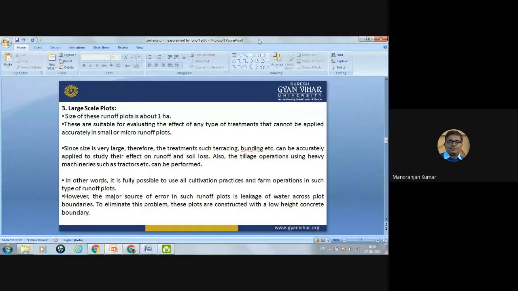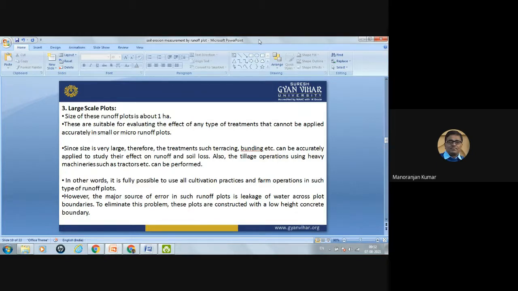Since the size is very large, treatments like terracing or bunding can be accurately applied to study their effect on runoff and soil loss. Also, tillage operations using heavy machinery such as tractors can be performed on these types of plots. In other words, it is fully possible to use all cultivation practices and farm operations in such type of runoff plot.